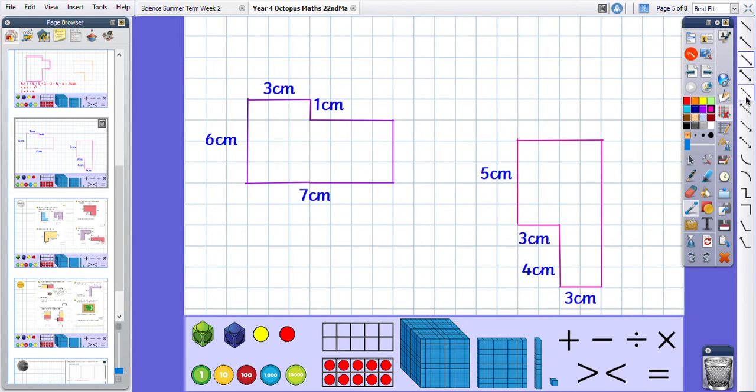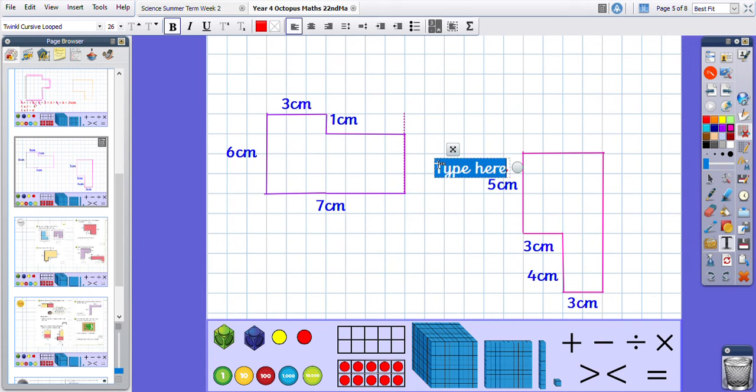If I use a dashed line, you can see they are the same length. So 6 take away 1 would tell me what this length is. So 6 take away 1 is 5 centimetres. Okay, have I got anything else missing?